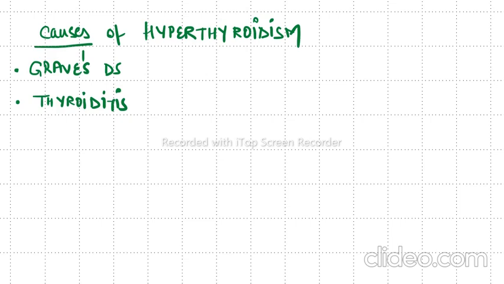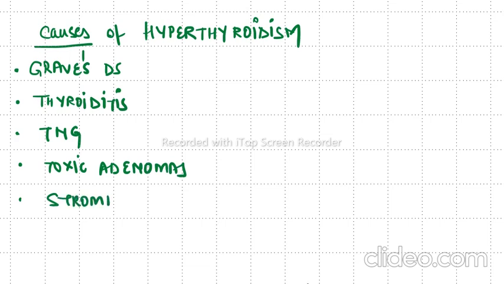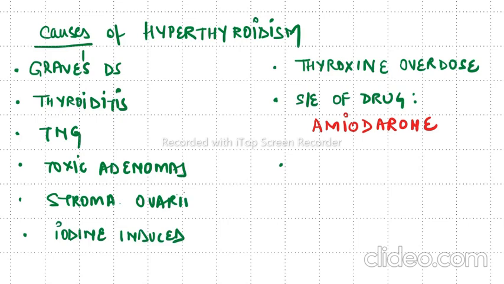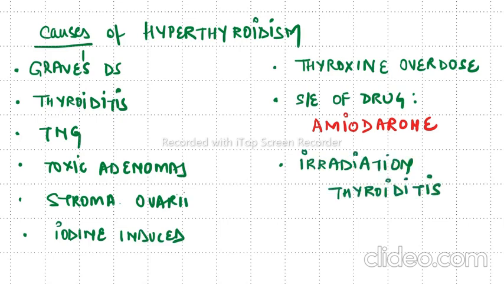Now let's see what the causes of hyperthyroidism are. First is Graves' disease, then thyroiditis, then toxic nodular goiter, toxic adenomas, struma ovarii, iodine induced, side effect of drugs, and irradiation of the thyroid.